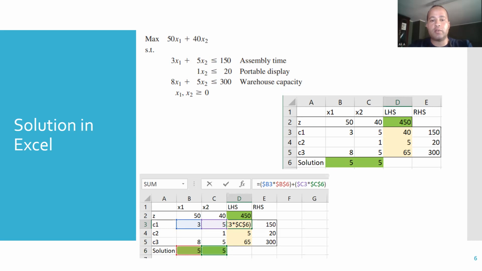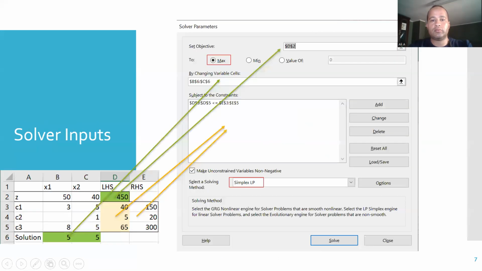Solution cells, starting with random values for x1 and x2, are indicated for the model to be used. Notice that the left-hand side is the product of the coefficients and the variable values, as you can see in this formula. Again, the inputs to the model are the objective function equation, the decision variables' random set values, the left-hand side equations, and the right-hand side values.